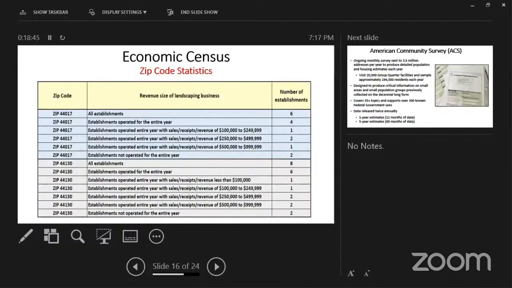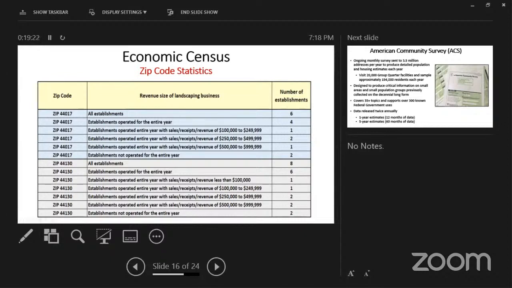You can also go down, and these are just some picked zip codes, to the zip code level with the economic census. When you use the zip code level for the economic census, you're looking at the revenue size. So for instance, there were 6 landscaping businesses in 44017, and 4 of which were open the entire year. But you can see that 1 was between 500 and 999,000.